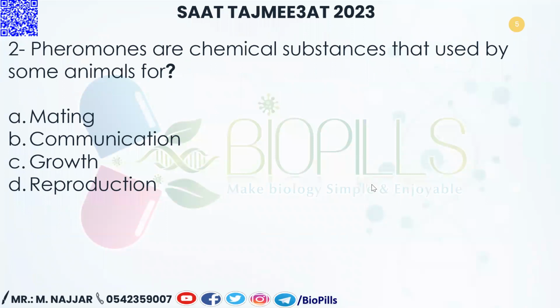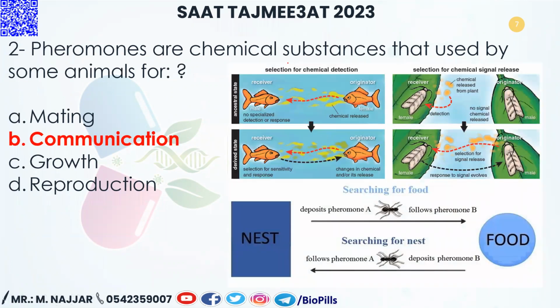Question 2. Pheromones are chemical substances used by some animals for... What is the correct answer? Of course, for communication without being trapped by the predators. Yes, fish from the same species can send pheromones. This is the originator, for example, so it will flow through the water, and the other gender can detect it. It's a way of communication and can send other chemical messages.